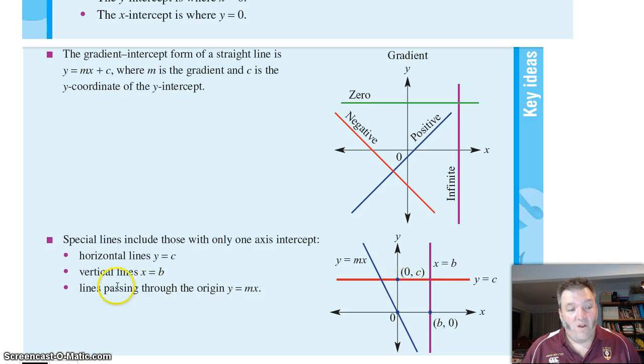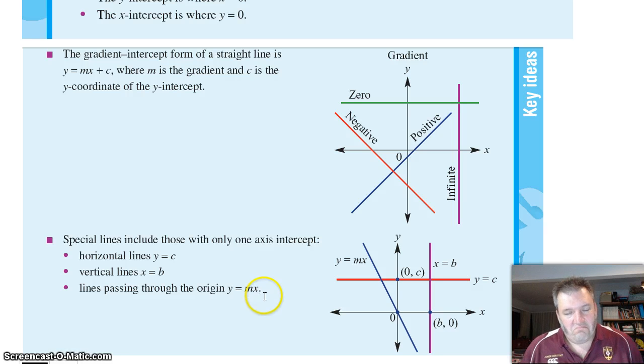Pretty straightforward. Vertical lines, same sort of principle. The x-coordinate is always the same for any point on a vertical line. So if it goes through b, then the equation's x equals b. If it was a vertical line crossing the x-axis at negative 2, the equation would be x equals negative 2.